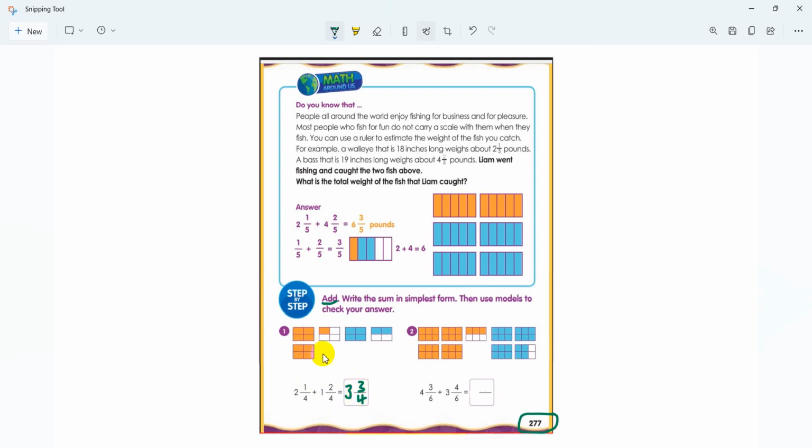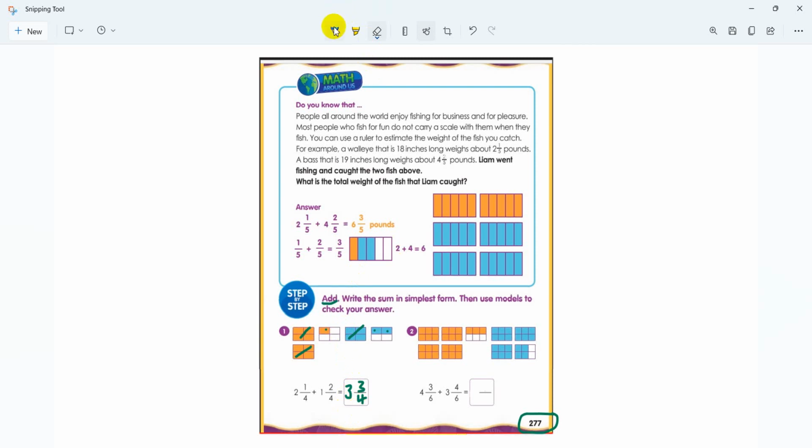Let's check our answer from the shapes, from the models. Here, this is 1 whole number because it's shaded fully, and this is the second one, and this is the third one. So we have 3 as a whole number. As a fraction, we have 2 parts out of 4 and 1 part out of 4, so they are 3 parts out of 4. Really, it's 3 and 3 out of 4, like that.